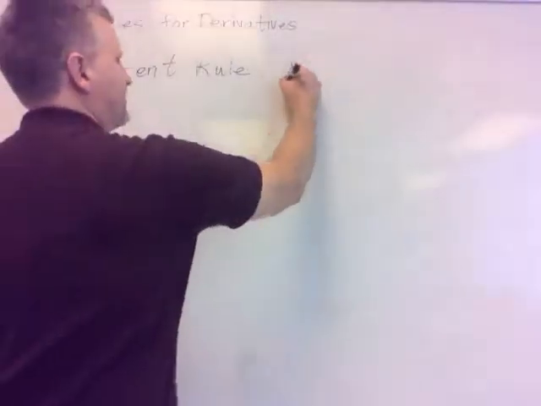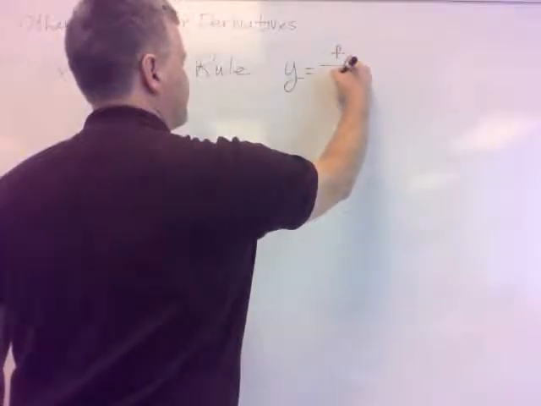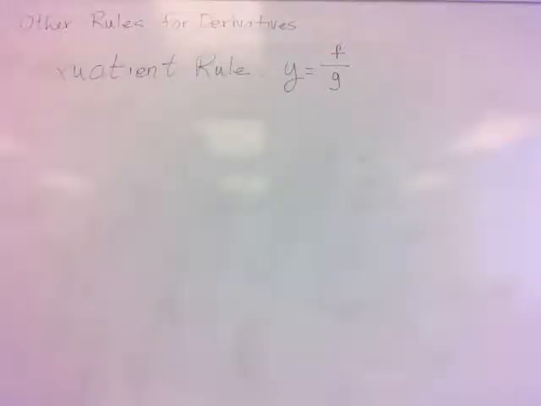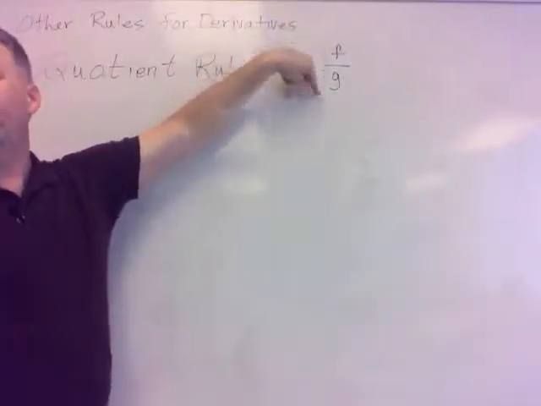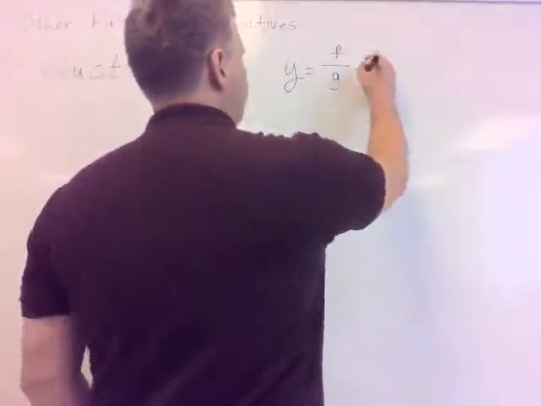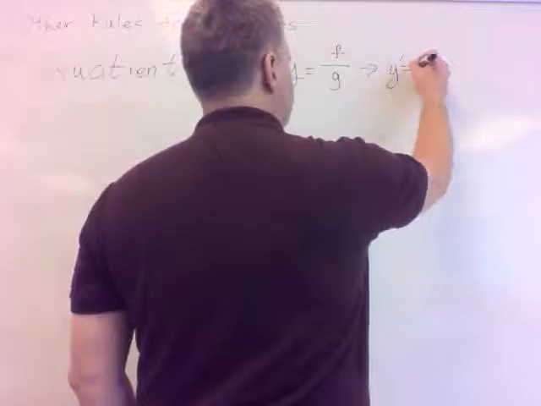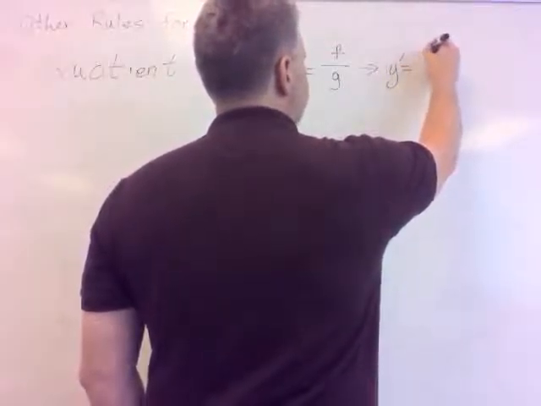If I've got a function, say y equals f over g, so I've got two things divided, a quotient. Like I said, it's more complicated than just doing the derivative of the top divided by the derivative of the bottom. Turns out it goes like this.